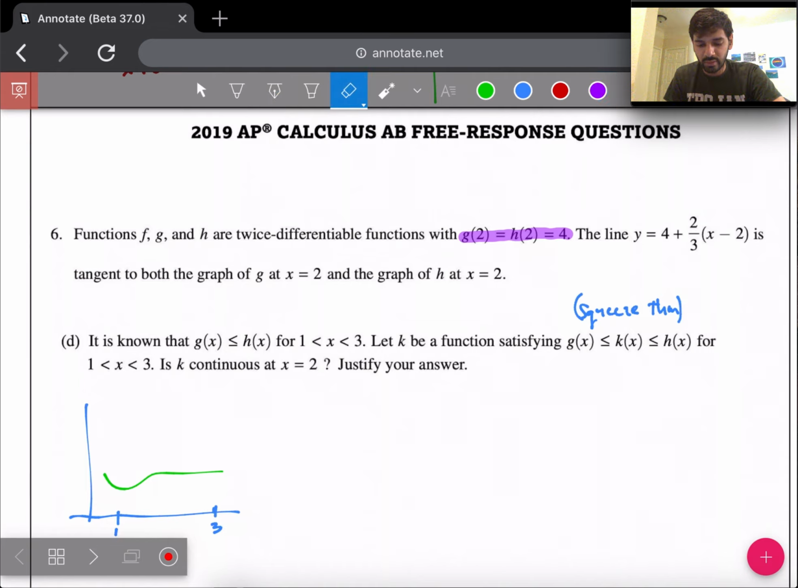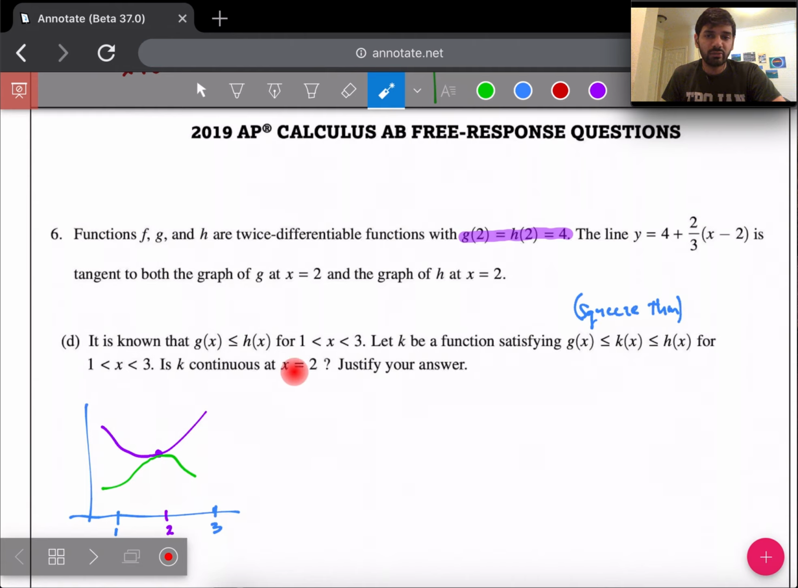So I'm going to erase what I just drew, and at 2, both of those functions are equal to 4. So I know that g has to touch the 4, but it also has to stay below h, like that. But they both have to be equal to 4 at this point right here. So this is kind of what this graph might look like. I'm still meeting this inequality, g is less than h, and they both meet up at 4. I'm still meeting those requirements.